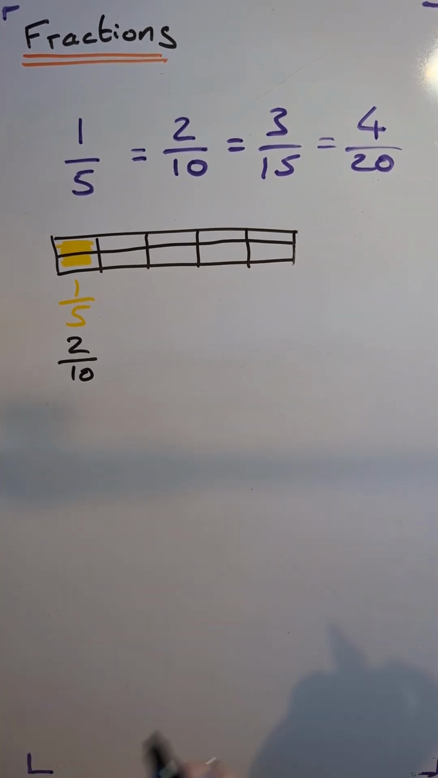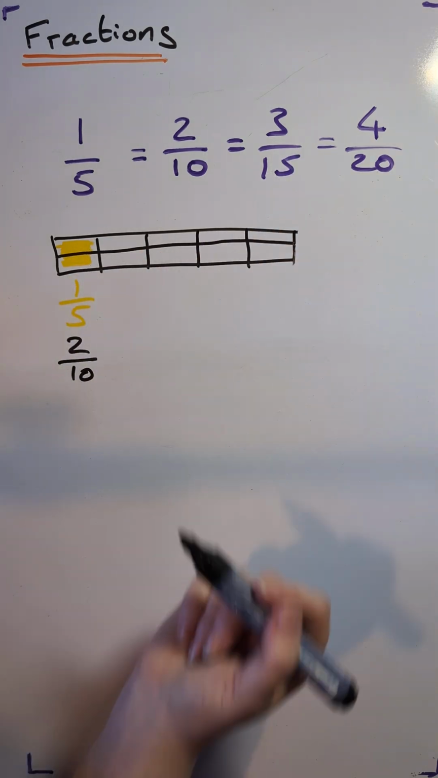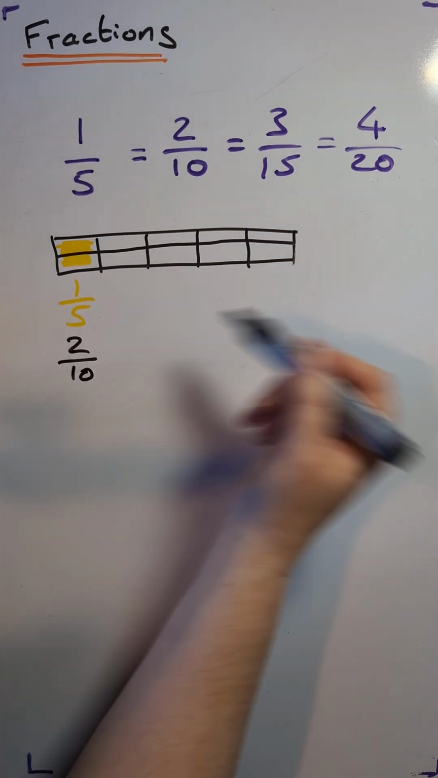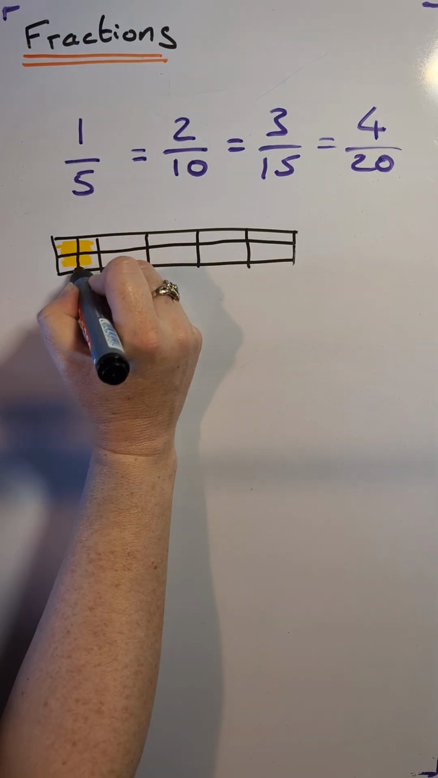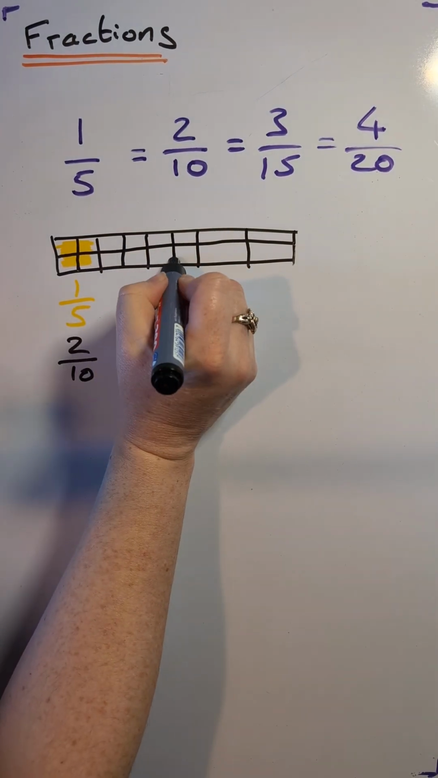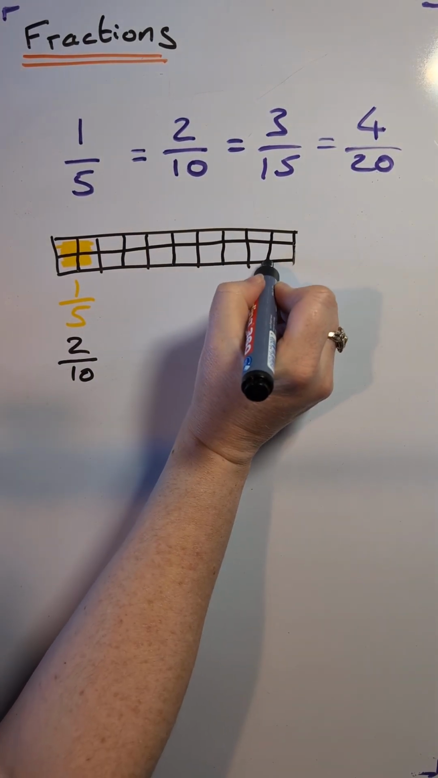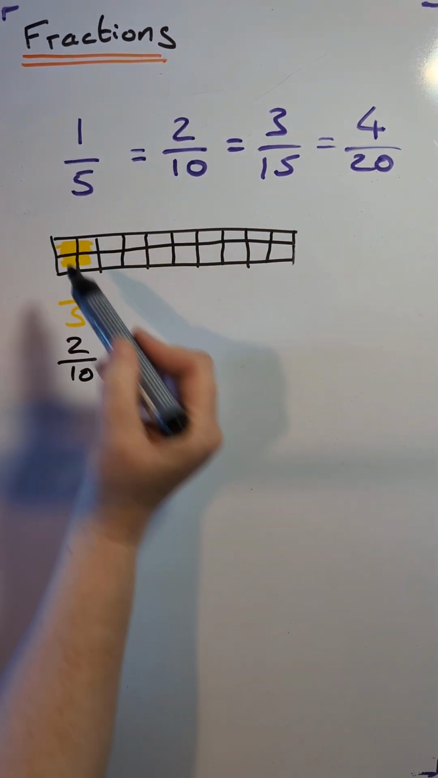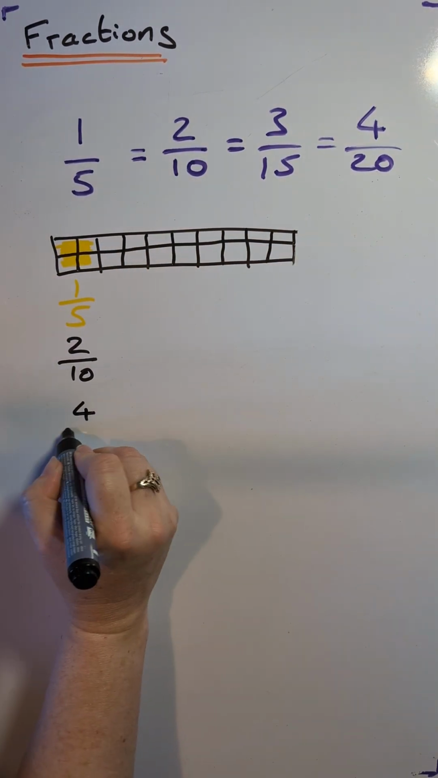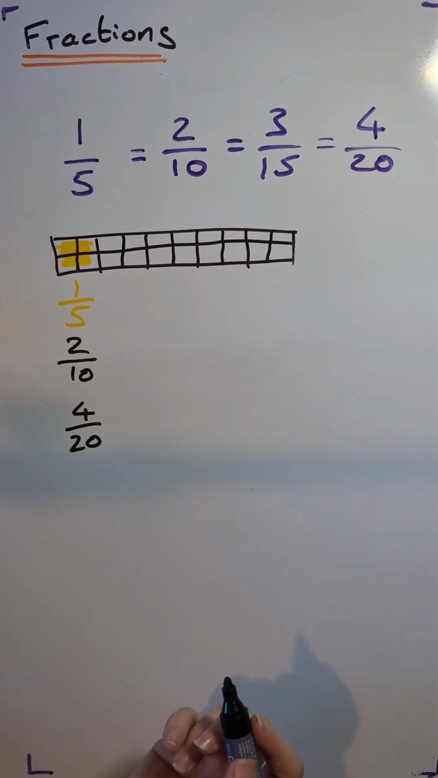I'm going to stick with the black actually. Now thirds is going to be a hard one to draw with what I've done, so I'm not going to go into that one. The 4/20, if I break these up further, I've now got 20 blocks, and you can see that 1/5 is 4 of them. So it's the same as 4/20.